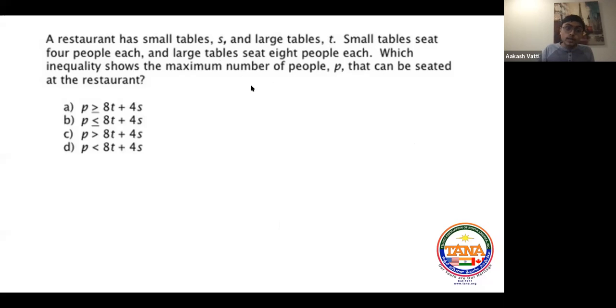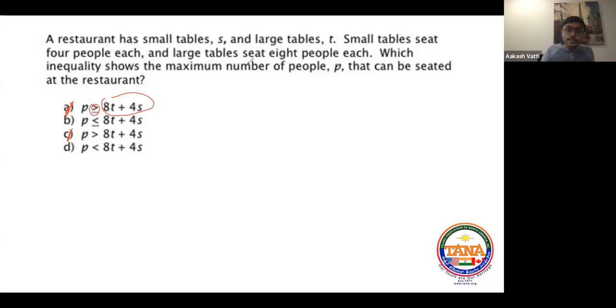So P is the amount of people that the restaurant can hold after S small tables and T large tables are filled. Therefore, P can't be greater than whatever T and S tables have. So straight up, you can take out A, because P can't be greater than whatever T and S add up to. So you take out this as well.